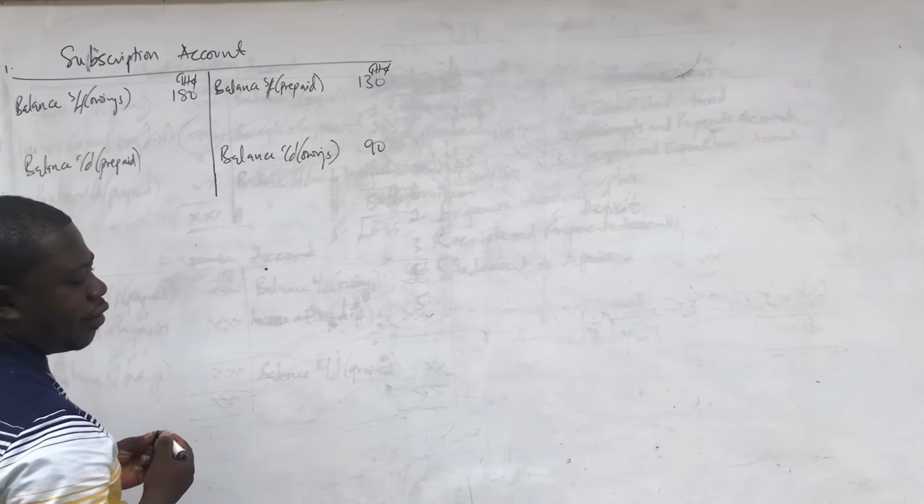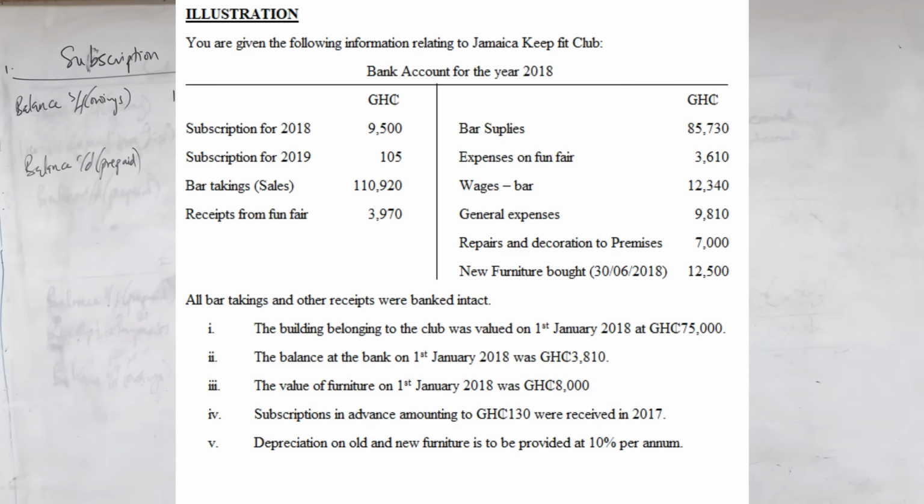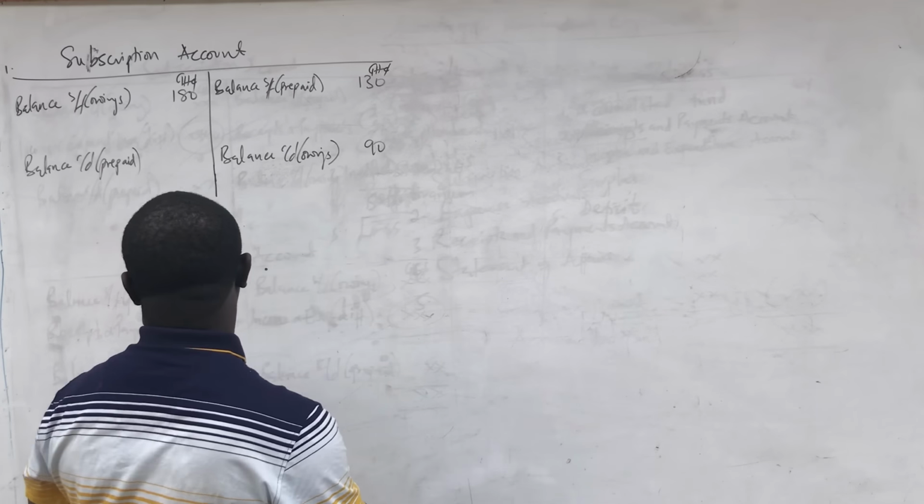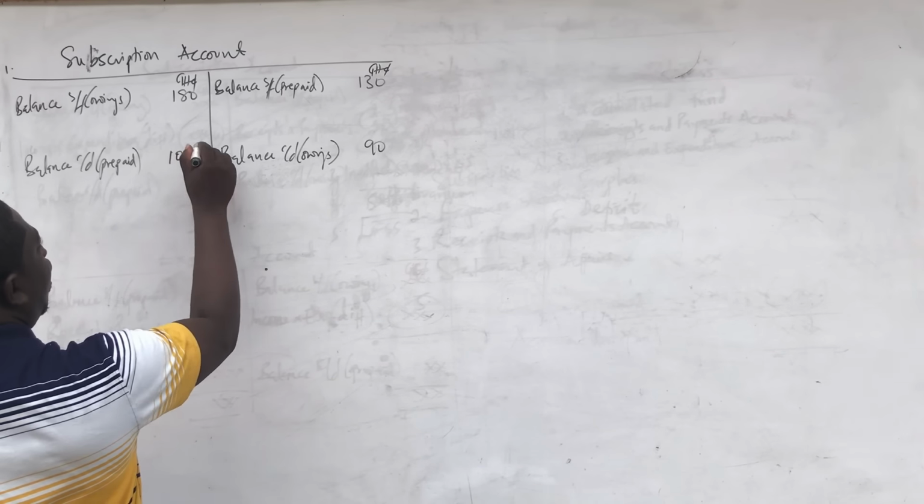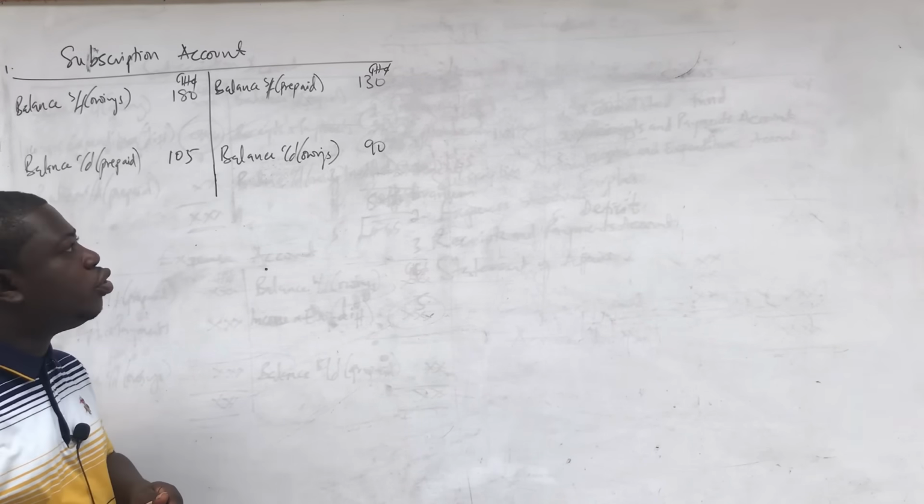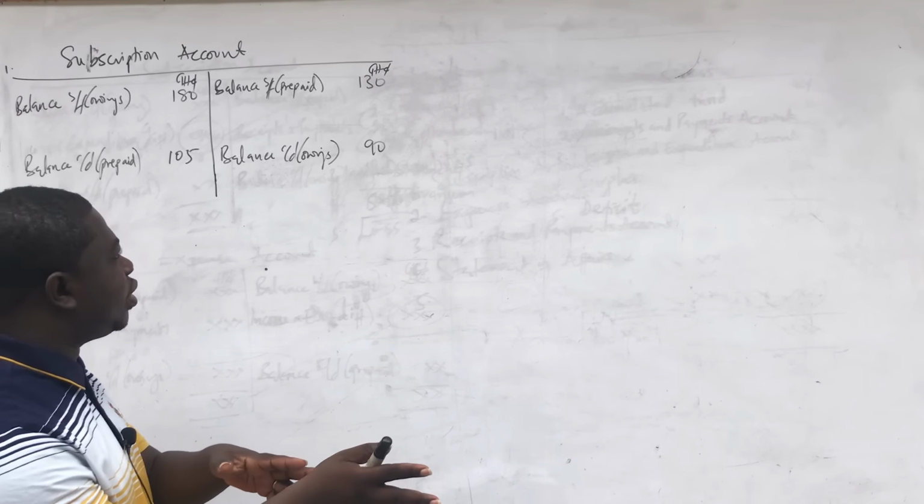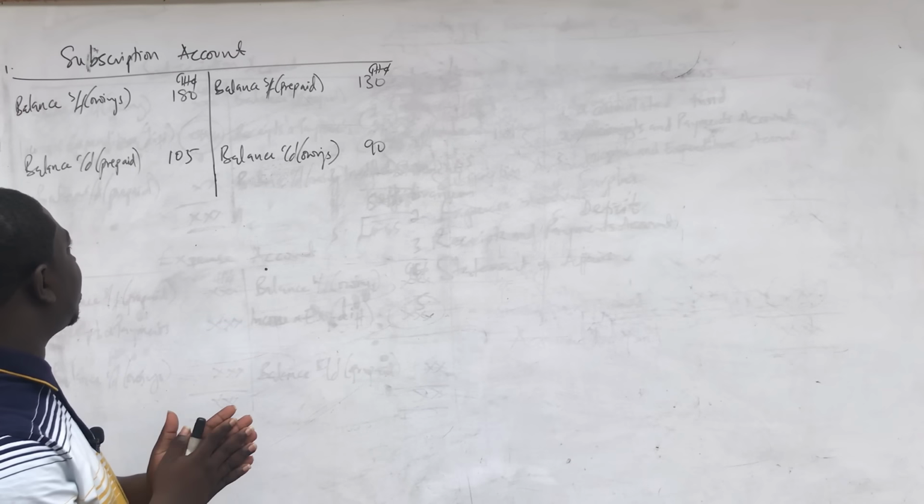Now let me go back and visit for you. We are told in the bank account that subscriptions for 2019 is 105. So that is your closing prepayment, 105. And then what you have to do next is to go to your bank account or the receipt and payment account. In this case, it's a bank account.